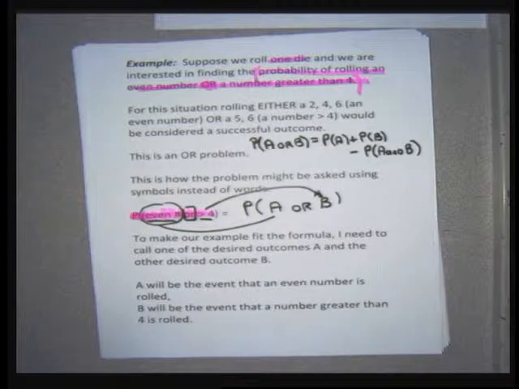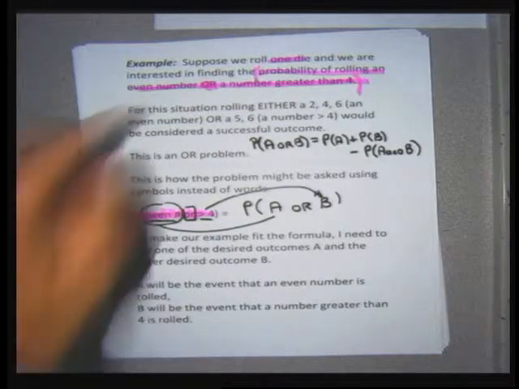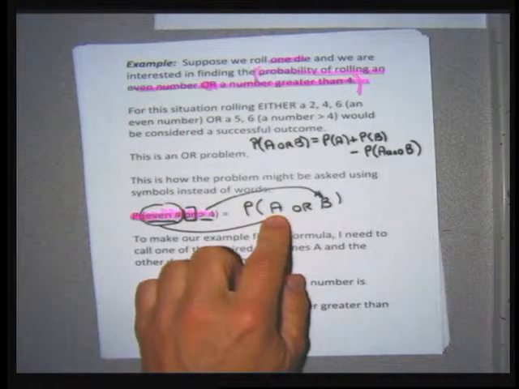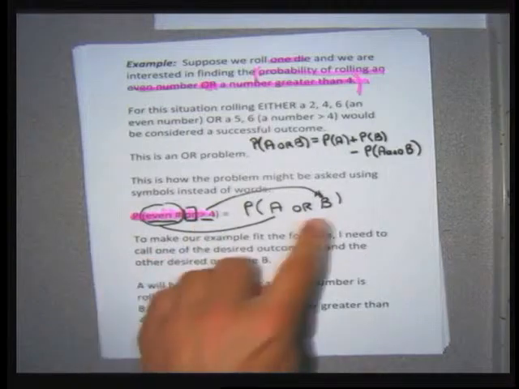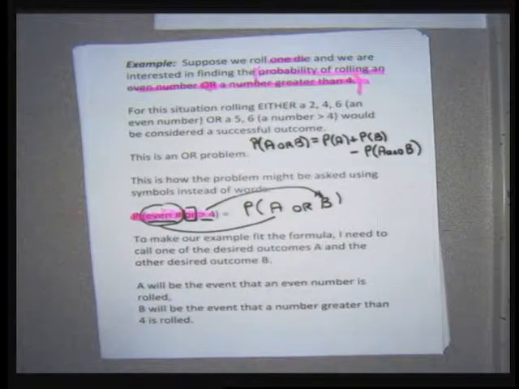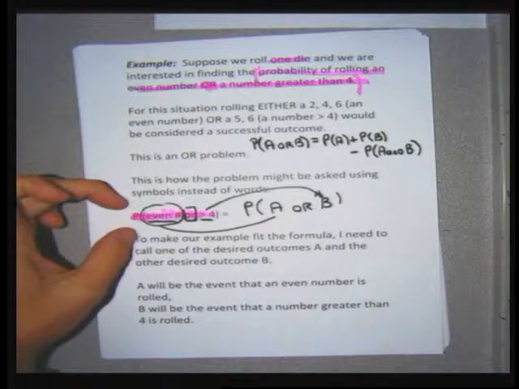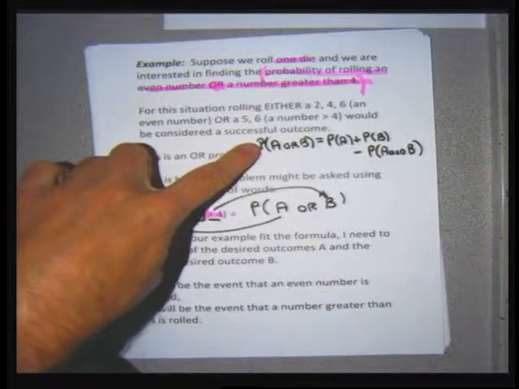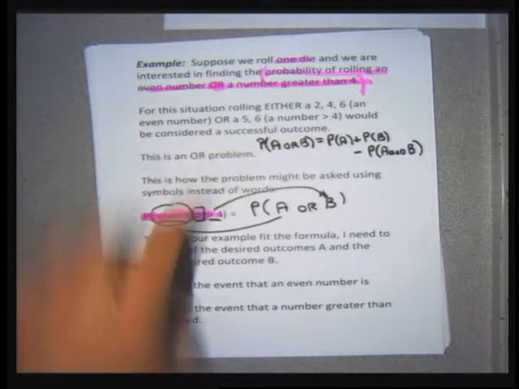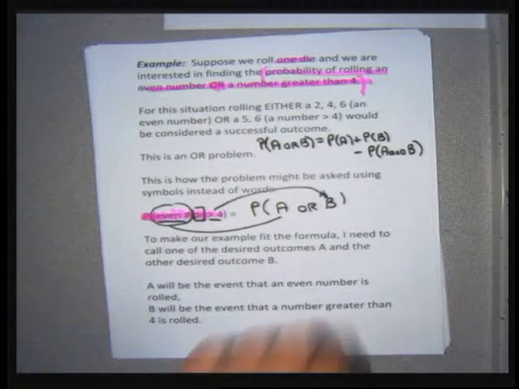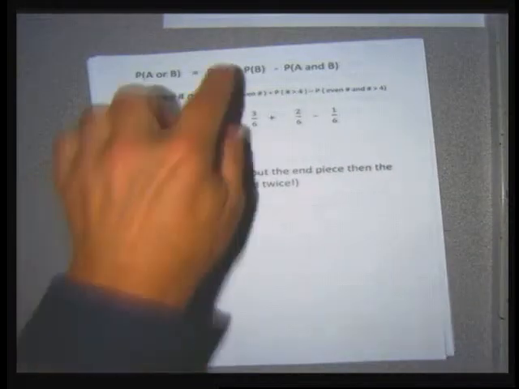So I'm separating the two events that are described in the problem, rolling an even number, assigning that A, and rolling a number greater than 4, assigning that B. So I started off with my problem in words, I translated it to symbols closer to the symbols that I see in the formula, and then I'm assigning the events letters A and B.